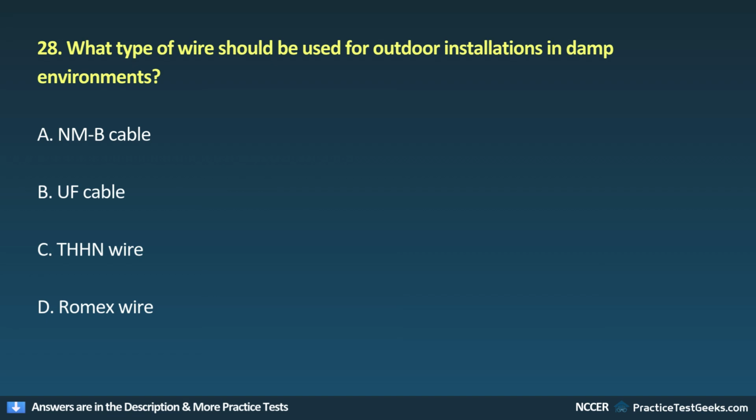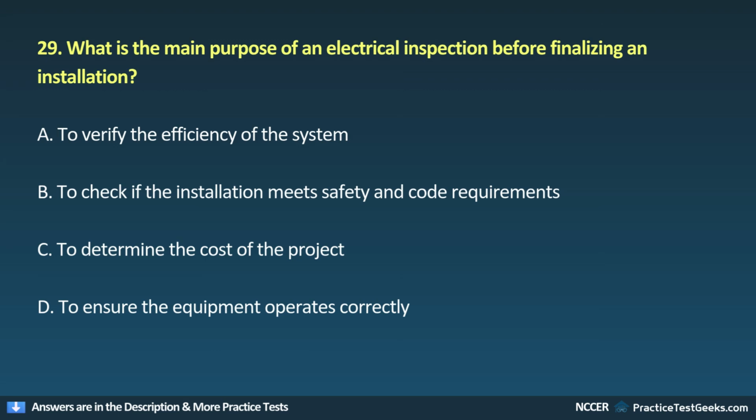Cable. B. C. Romex wire. 29. What is the main purpose of an electrical inspection before finalizing an installation?